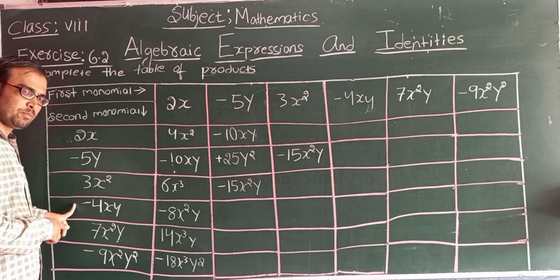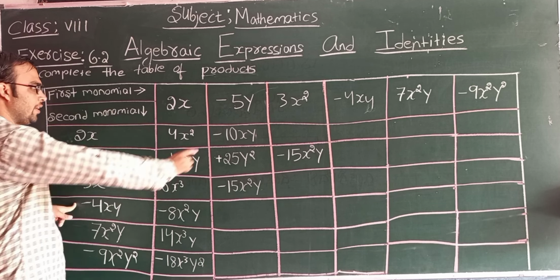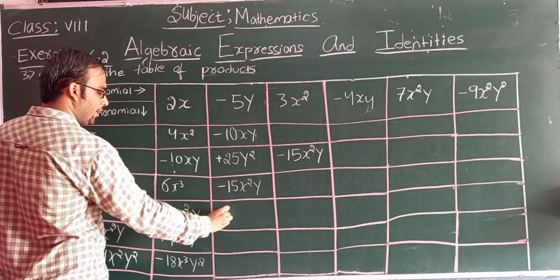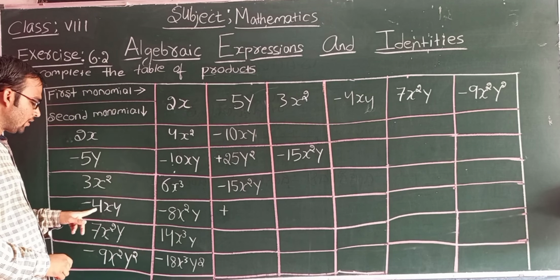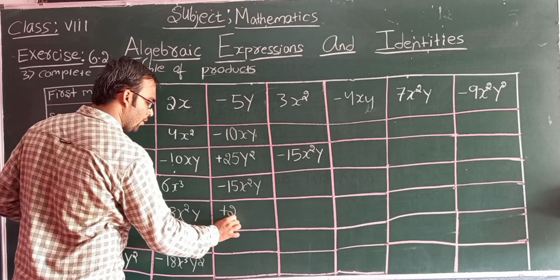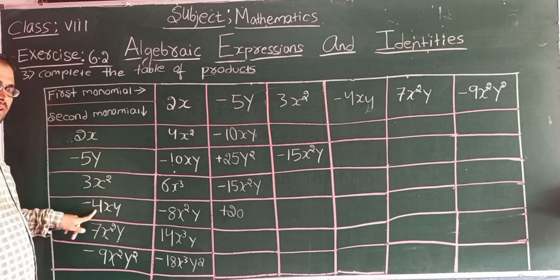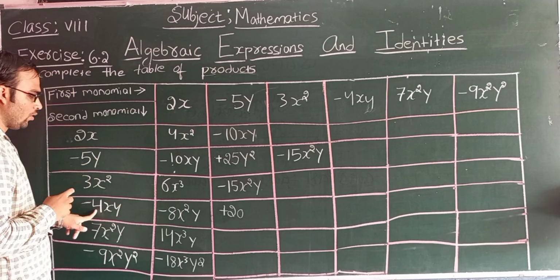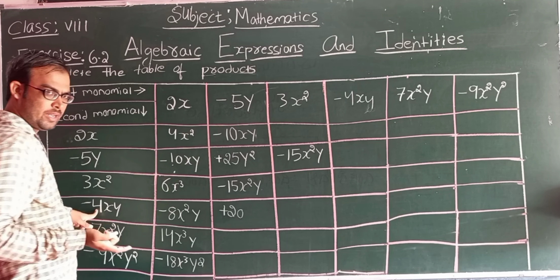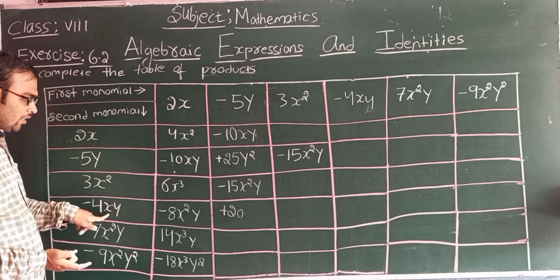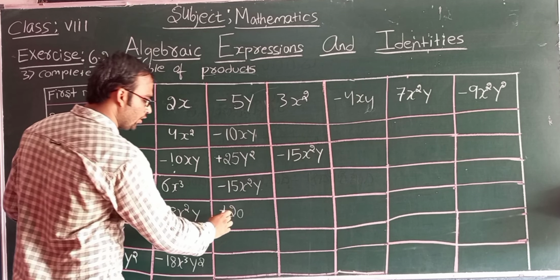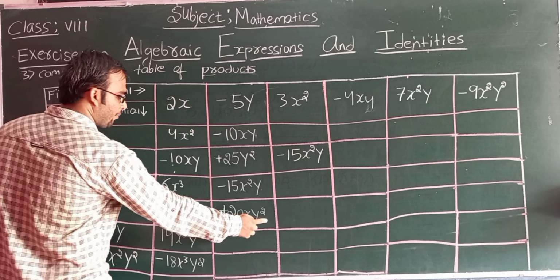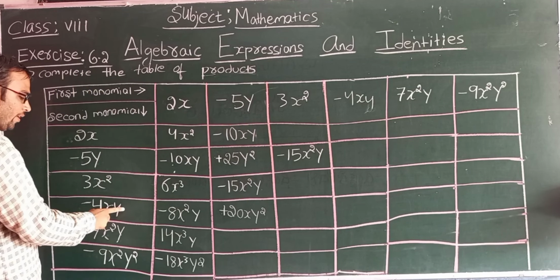Now look at here, students, come to this. We need to multiply minus 4xy with minus 5y. Here minus into minus will be plus. Now multiply numbers. 4 5s are 20. Here xy is there, here only y is there. So y into y will be y square, and here one more x is there. So you are getting xy square, because you are having two y's, one here and one here, but only one x.